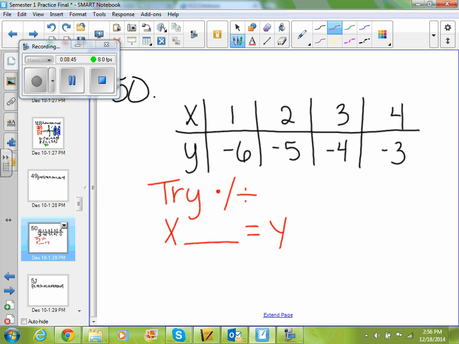So if my x value is 1, what do I need to multiply or divide 1 by to make it negative 6? Multiply by negative 6. Okay, now I want you guys to test that for 2, 3, and 4 and see, does that work out for 2, 3, and 4? If we multiply 2 by negative 6, does that work? Okay, so that doesn't work, so next we need to try addition and subtraction.